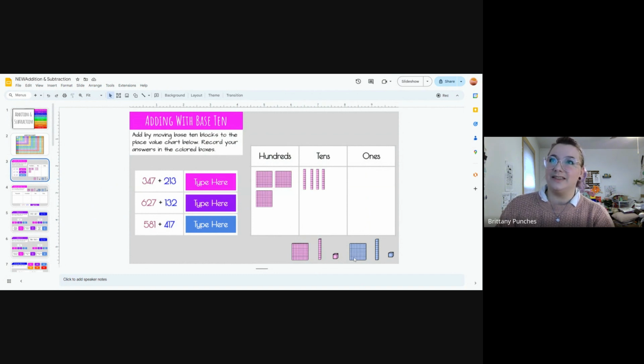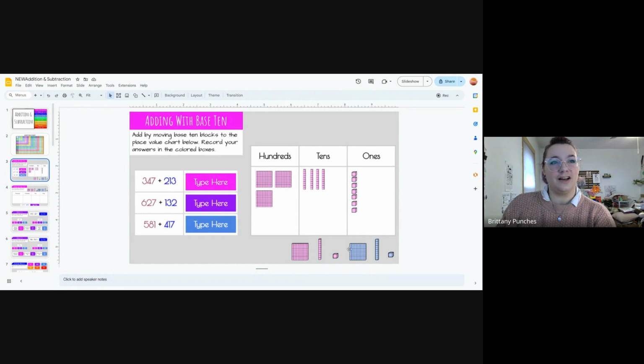7. Let's grab 7 blocks. 1, 2, 3, 4, 5, 6, and 7. Now we have all 7 ones. So in cube form, 347. Now we're going to add 213.